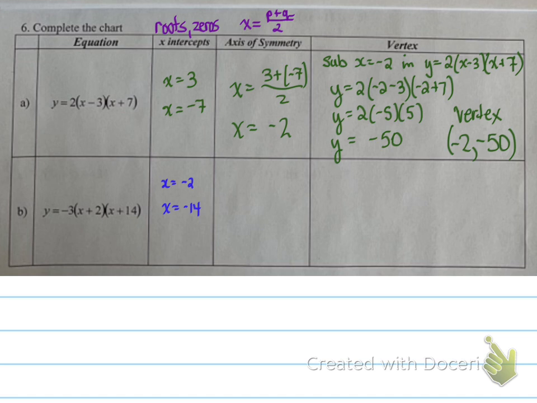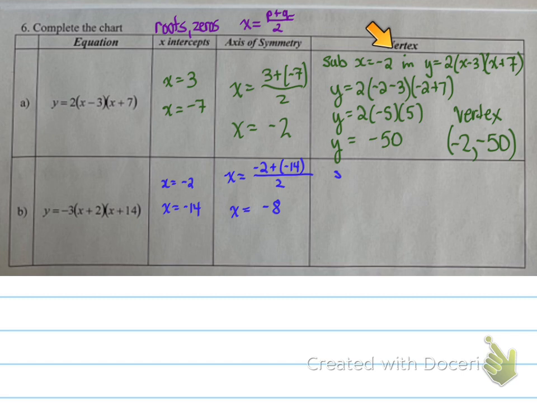Next step, we have to add these up and divide by 2. What will that give us? That will give us our axis of symmetry. So x equals negative 2 plus negative 14, all divided by 2. We need to first add these up together, press equals before we divide by 2. When you do that, you will get negative 16 divided by 2, which is negative 8. X equals negative 8 is our axis of symmetry.